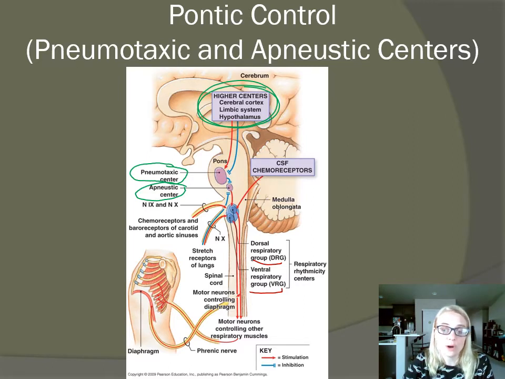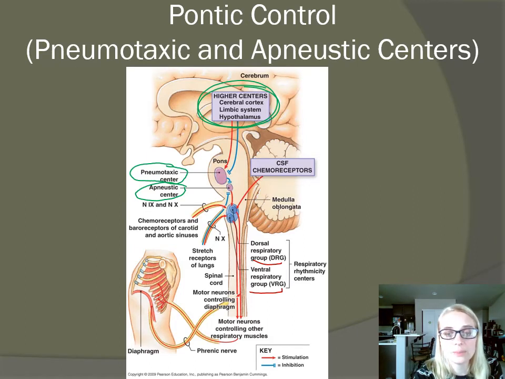Have you ever held your breath before? Like you jump in a pool and you hold your breath. Your higher centers, your cerebral cortex, is communicating to those pontine centers, which can communicate to your DRG, your medullary centers, to stop breathing, and you can hold your breath. But you can't do that forever, because eventually you will run out of oxygen, your higher centers will pass out because of lack of oxygen, and then that inhibition signal will no longer be there. Your rhythm centers will try to kick back up.